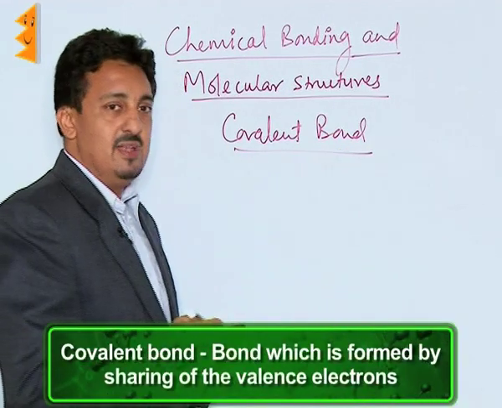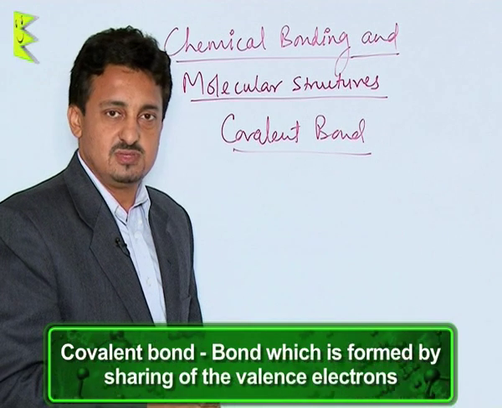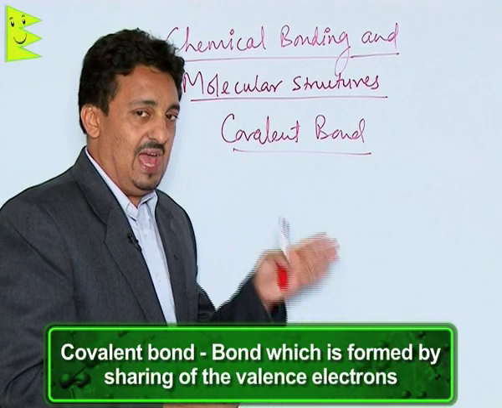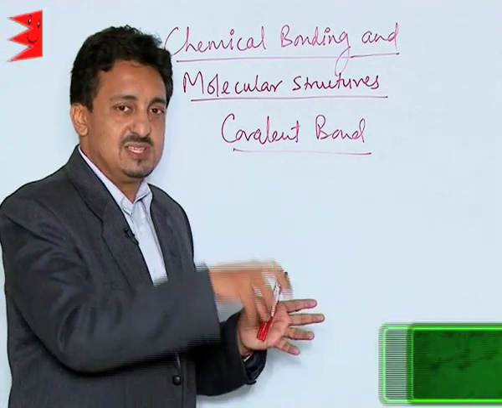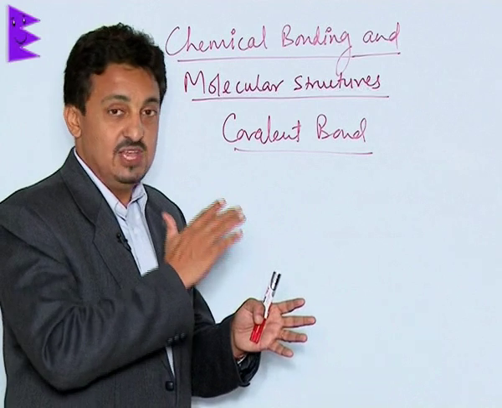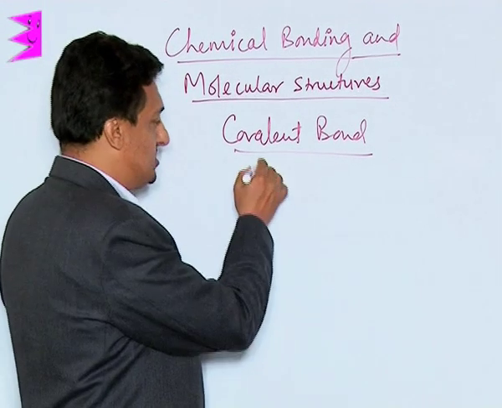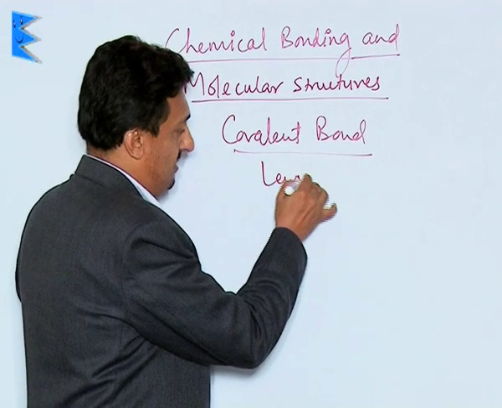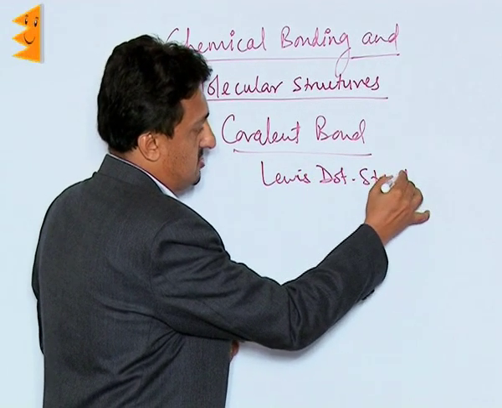Now, a covalent bond is a bond which is formed by the sharing of valence electrons. Lewis and Langmuir were the ones who first explained the formation of molecules from atoms by the sharing of their valence electrons. Now, in this, Lewis used the famous Lewis dot structures.